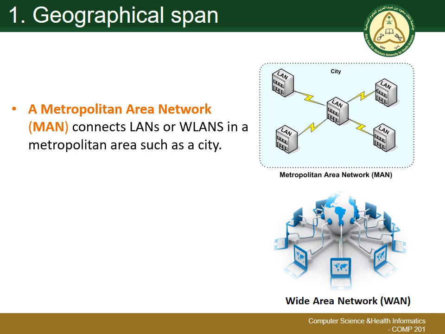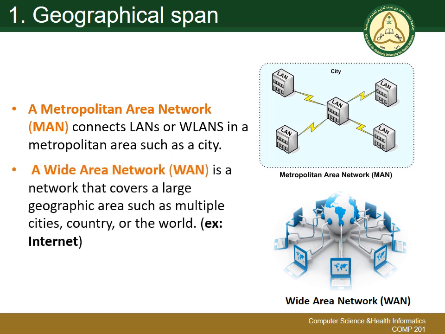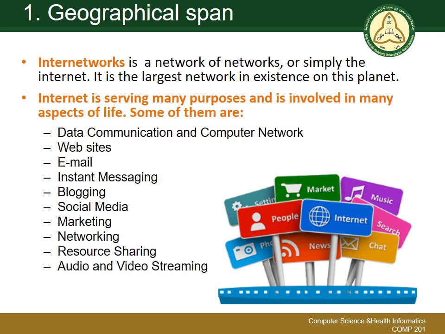Next one is Wide Area Network, or WAN, which is a network that covers a large geographical area such as multiple cities, a country, or the World Wide Web. An example of that is the internet, which is an example of the WAN. As you see, the internet covers the whole world. So again, we're still in the geographical span type of network.